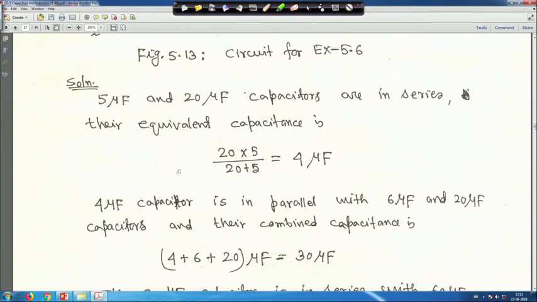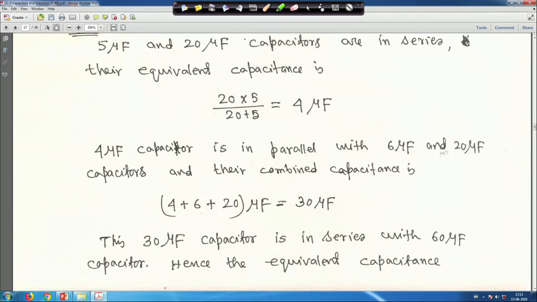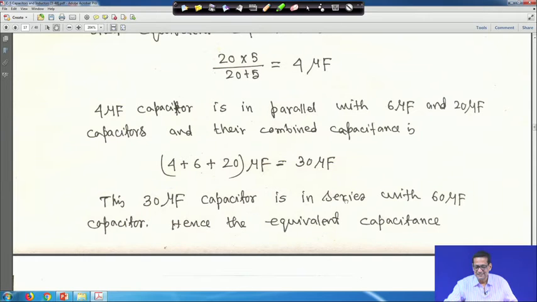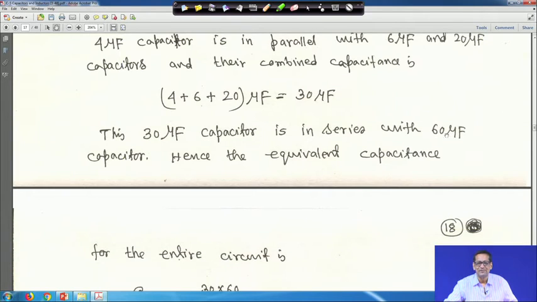If you look into this, 20 and 5 are in parallel, so it will be 4 microfarad. Now, 4 microfarad is in parallel with 6 microfarad and 20 microfarad capacitor, all are written here, and their combined value will be 30 microfarad. You add them up. Now, 30 microfarad capacitor is in series with 60 microfarad capacitor.